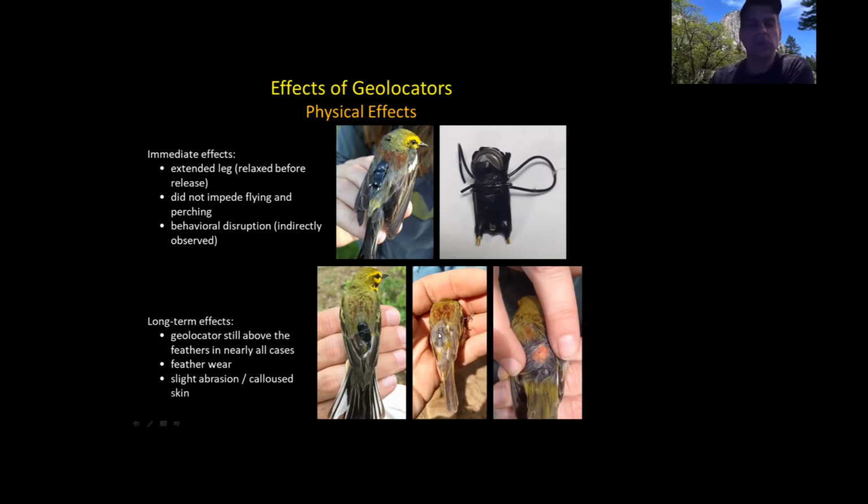And this isn't too concerning because feathers are replaced every year, so these feathers will be replaced and they'll be fine. And we did notice on many of the birds that there was a slight abrasion or callous skin underneath where the geolocator was. And this is probably because this is where the knot was used. This is where there's a drop of super glue that we used to attach the knot to the geolocator, and that may have rubbed a little bit on the bird's back.